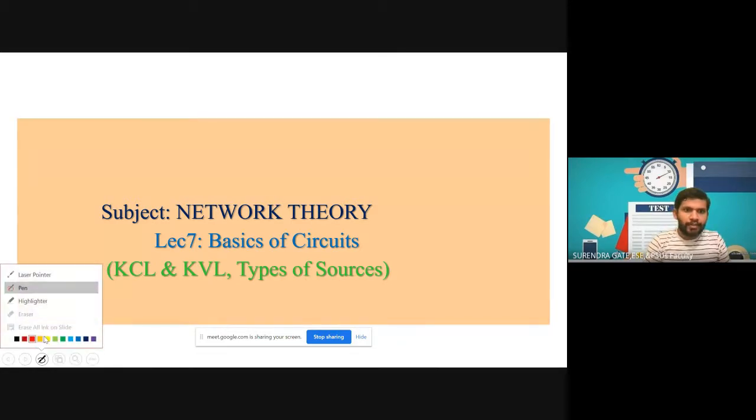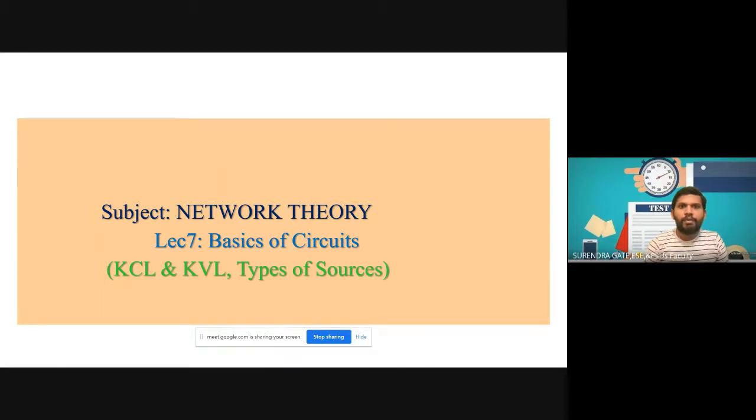This is lecture 7 on basics of circuits. Today in this session I'm starting new concepts. One is KCL and KVL, which are fundamental concepts for circuit theory and for most of the other subjects also. The next one is types of sources. These two concepts I want to cover mainly in this session.